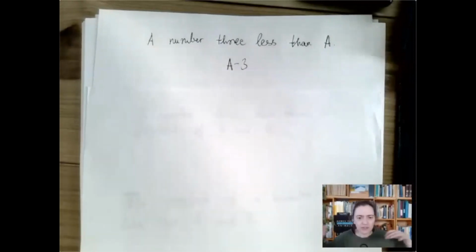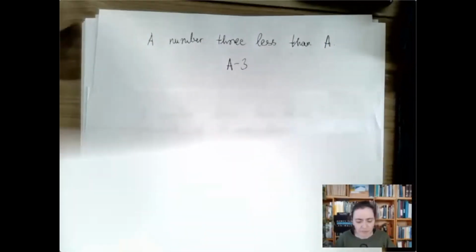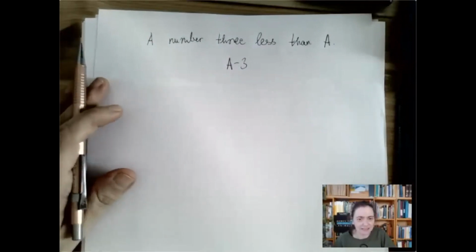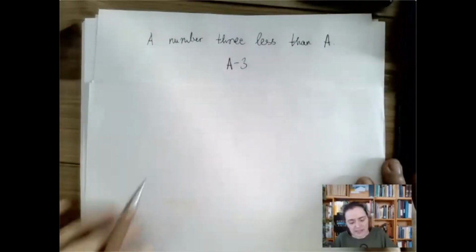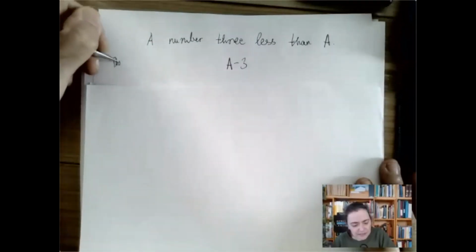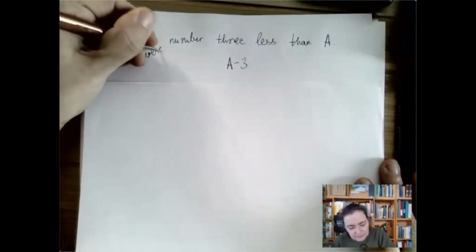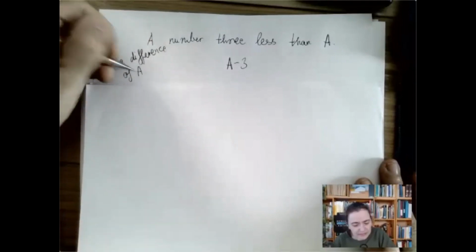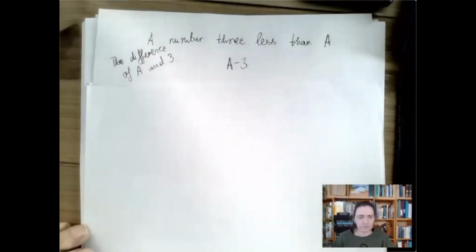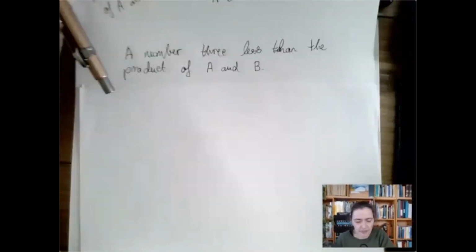And notice the order is different from the English. In the English, we put that up front, 3 less than 8. This is also the same as the difference of A and 3. That is the same thing. Very good. All right, here's the next one.